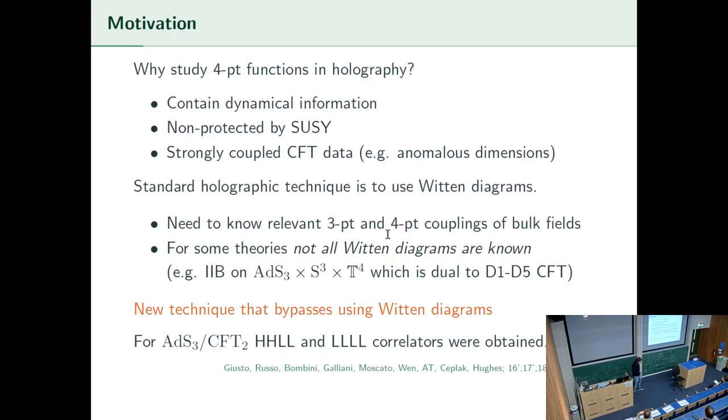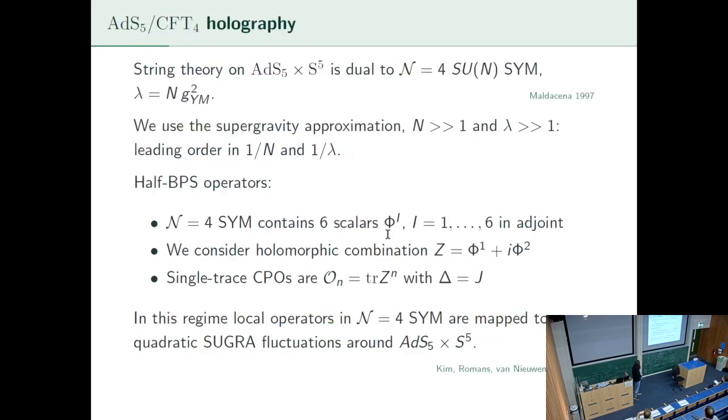In today's talk, I'm going to take a step further and develop a similar technique for the higher-dimensional case of holography. So I'm going to be focusing on the most studied case, the string theory on AdS5 times S5, which is dual to N=4 super Yang-Mills in 4 dimensions. And I'm going to be working in the supergravity approximation, which means that my results will capture the leading order behavior in 1/N and 1/lambda. In particular, I'll be focusing on the half-BPS sector of this theory.